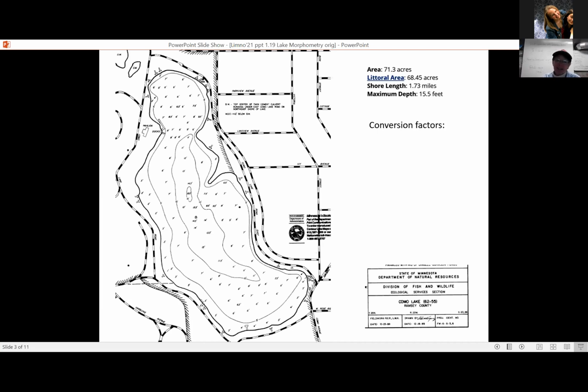Okay. Why is the scale not on here? Looks like it's behind this whiteness. Okay. So here's Como Lake, area 71.3 acres, littoral 68.45, shore length 1.3, maximal depth, which is right here, 15.5 feet.